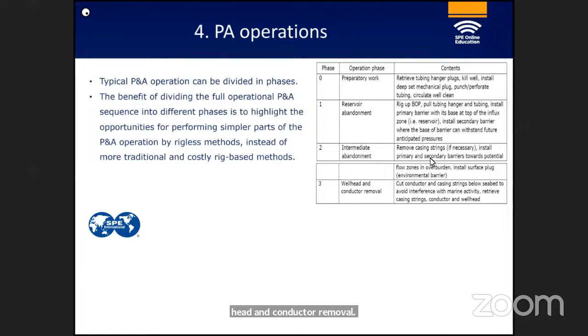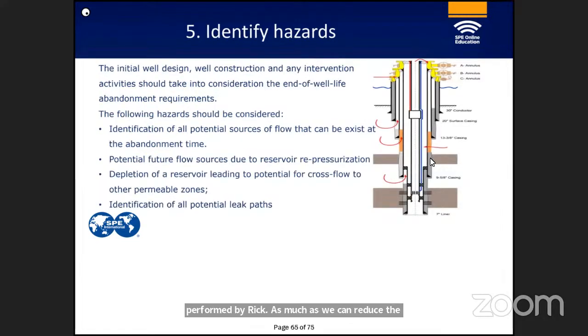So the benefit of dividing the full operation sequence into distinct phases is to highlight the opportunity for performing simpler parts of the P&A operations by rigless method instead of the more traditional and costly rig-based method. When we have distinct phases, we can see that some of them can be done riglessly, or by barge, or by coil tubing, so that we will save some costs for the rig, because the final P&A operation has to be performed by rig. As much as we can reduce the rig time, we will be able to save our costs.